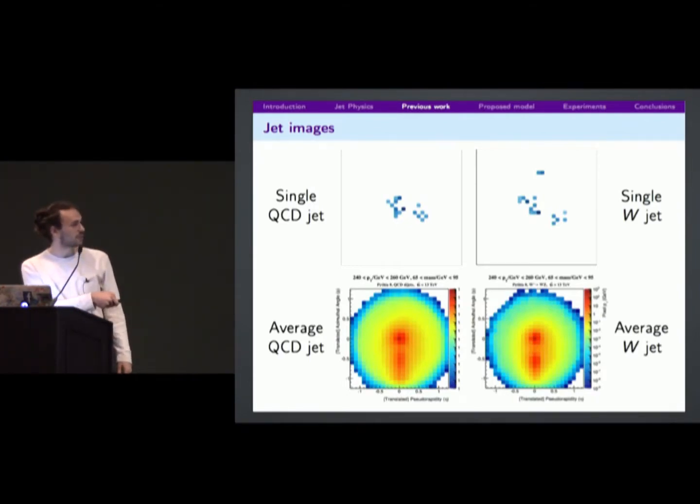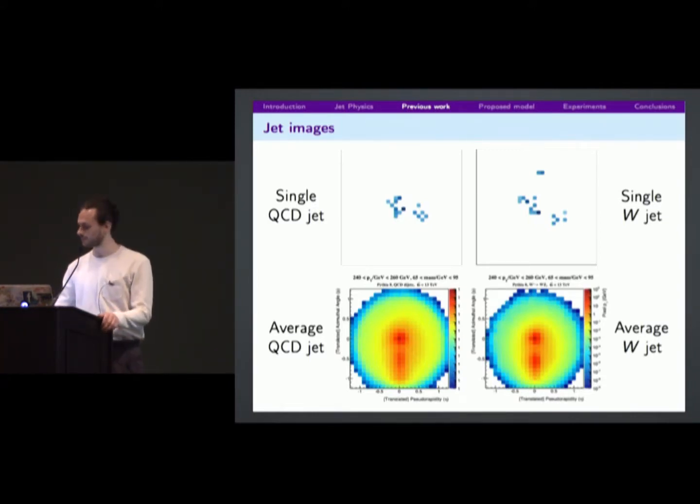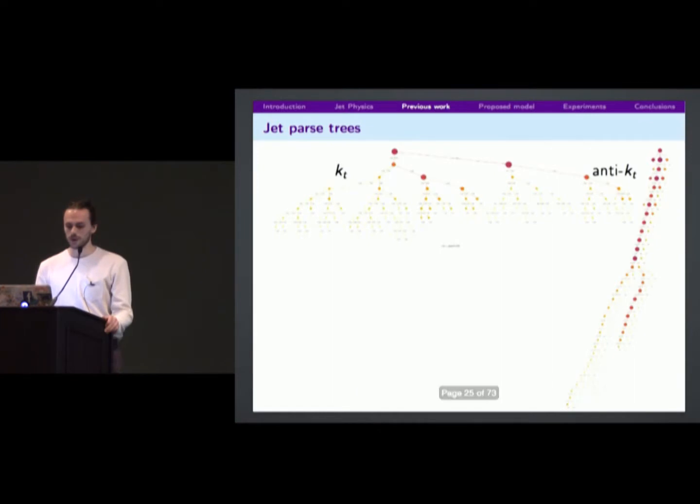And this is kind of the average image of the background and the average of the signal, and you can see it's kind of hard to tell the difference between them. I mean, if you look really, really closely, you can see that they have a subtly different radiation pattern. So this one, the W jet on the right, decays sort of more quickly from red to blue, and this one is a bit slower. But you can see that there are some issues with applying image recognition.